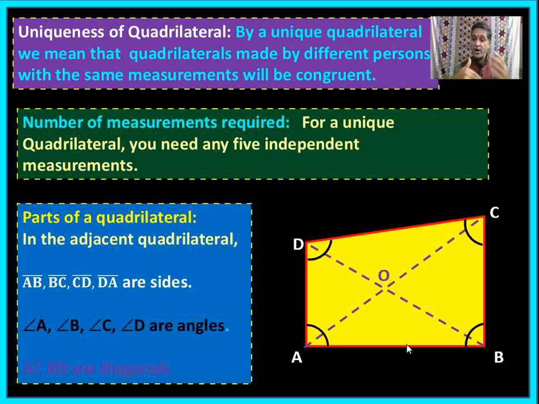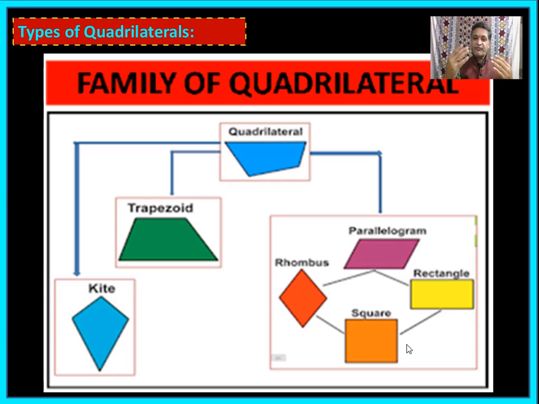Among these 10 measurements, we require only 5 measurements. If we have 5 measurements, we can construct the quadrilateral. How many types of quadrilaterals are there? Let us see. This is the family of quadrilaterals.